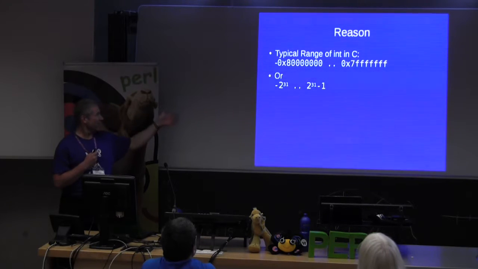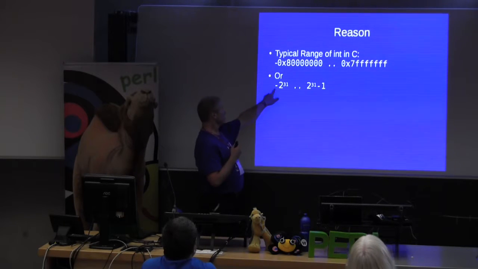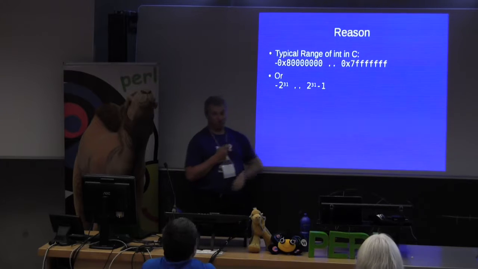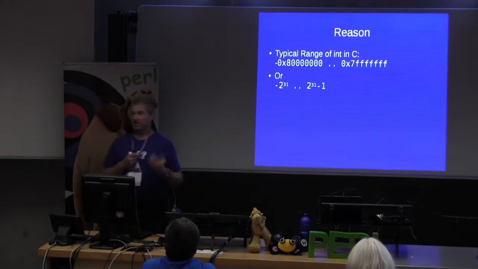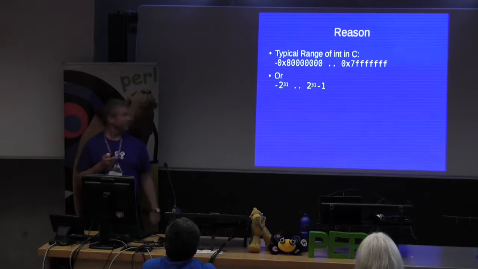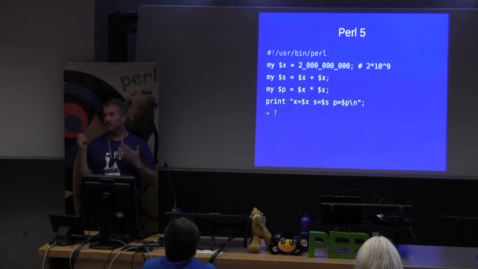So the idea is we have ranges. It goes from minus 2 to the power of 31 to 2 to the power of 31 minus 1. That's the machine integers. And then when it overflows, it does something weird for the moment.